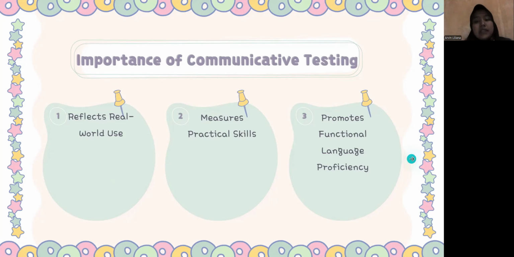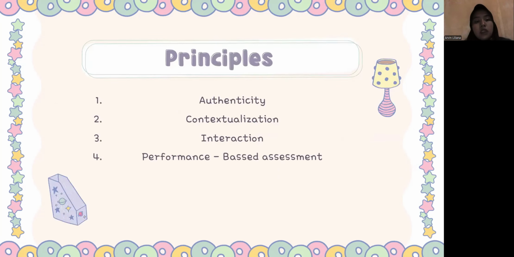The next is principles. The first principle is authenticity. The tasks and materials used in the test should reflect real-world situations that learners may encounter. This ensures that the language being assessed is functional and meaningful. For example, tests might involve ordering food at a restaurant or maybe engaging in a job interview, which mimic authentic language use.